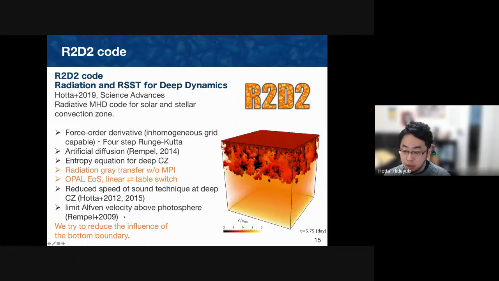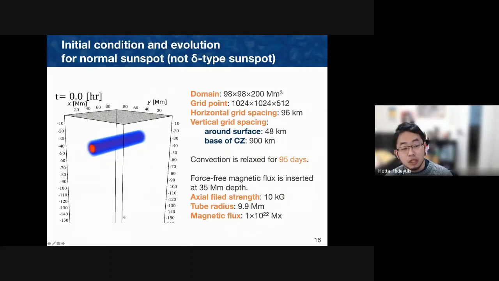This is the initial condition for this calculation. The domain size is 100 megameters by 100 megameters by 200 megameters. The number of grid points is not very large. The horizontal grid spacing is 96 kilometers. This is not a very good resolution, but an acceptable resolution for the photosphere.